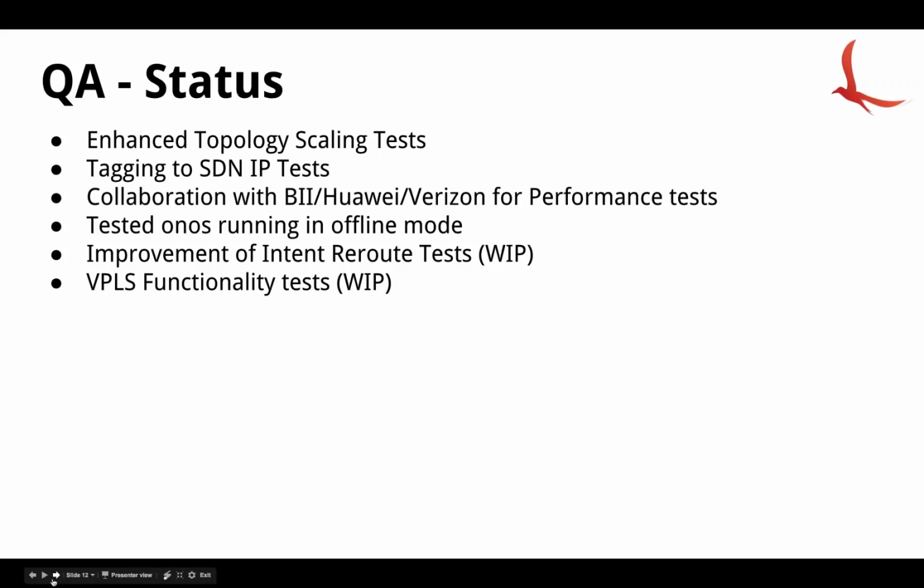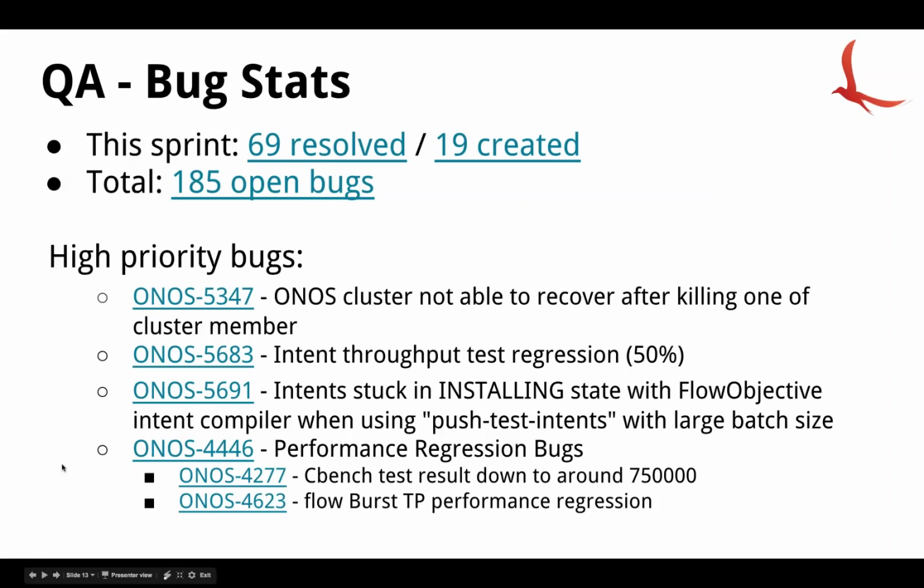So can you go to the next slide, please? Regarding the bugs, I would like Yo to cover that. Okay. So this sprint we have resolved 74 bugs. Oh, okay, I just updated this week. So we resolved 74 bugs and created 20 bugs, and there are a total of 185 open bugs. So there are some selected high priority bugs.